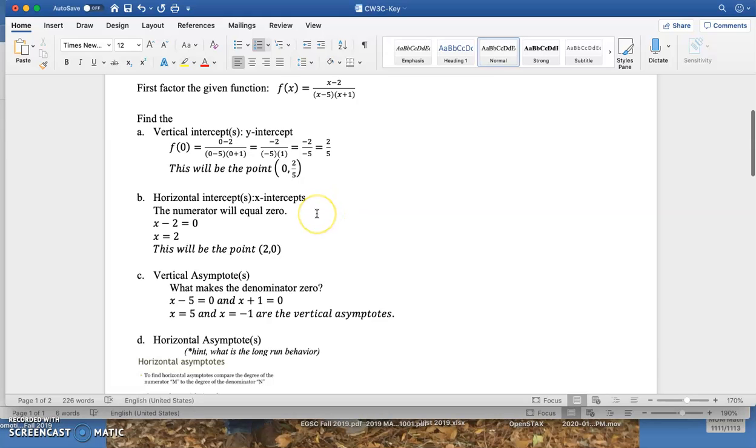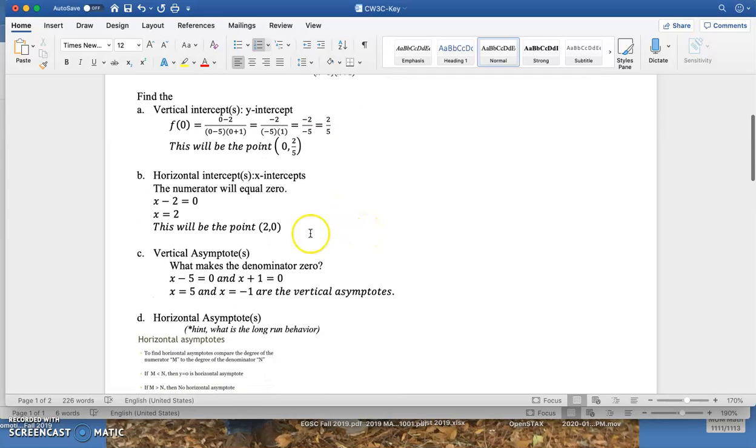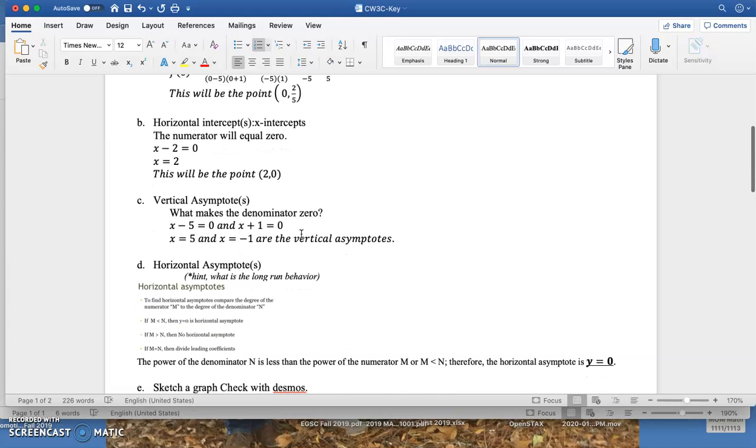Your horizontal or your x-intercepts. This is where the numerator equals 0. Well, your numerator was simply just x minus 2. That equals 0 at 2. So that is the point (2, 0). That is an x-intercept.